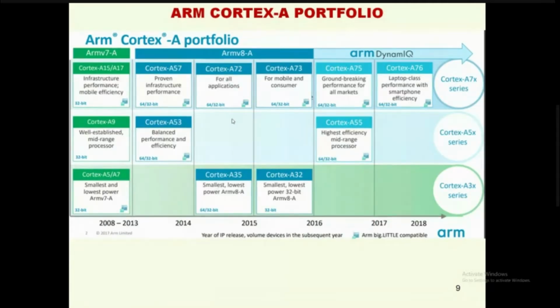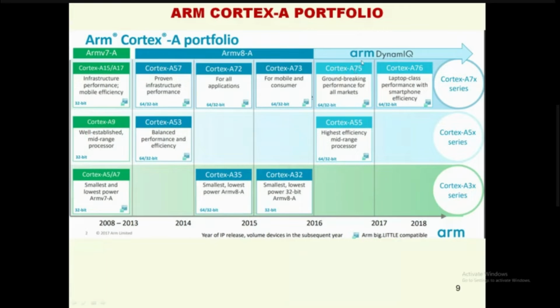This is again another ARM Cortex portfolio: A3X series, A5X series and A7X series. As you see here, Cortex-A5 and A7 are used for the smallest and low power ARMv7-A architecture, and Cortex-A9 is a well established mid-range processor, and Cortex-A15 or A17 gives infrastructure performance and mobile efficiency. So v8-A is used in A57, A72 and A73 as well as in A53. The same v8-A is used in Cortex-A35 and A32 also. So version 8-A is used in the 3X series like this.